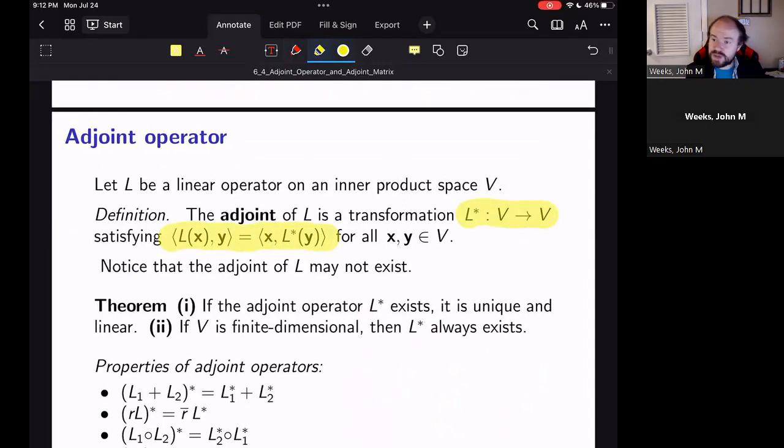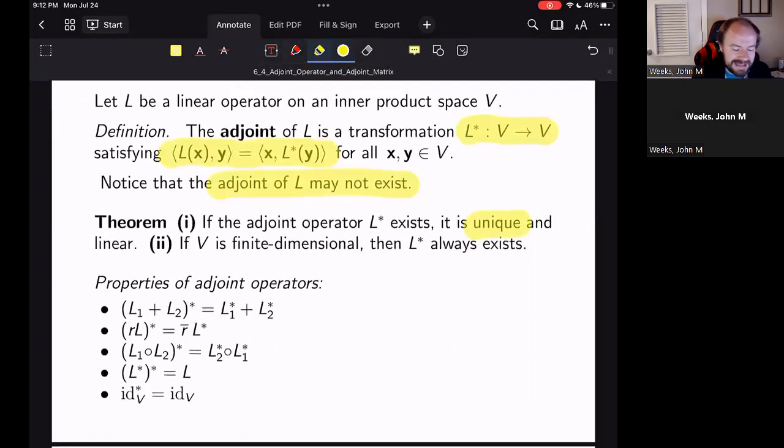Now notice that, thanks to the Riesz representation theorem, for finite dimensional inner product spaces this adjoint always exists. But the adjoint may not always exist, and we'll see an example of that near the end of this video today. Now, if it does exist, it is unique. So we can talk about the adjoint operator. We don't have to talk about all of the adjoint operators. It is unique.